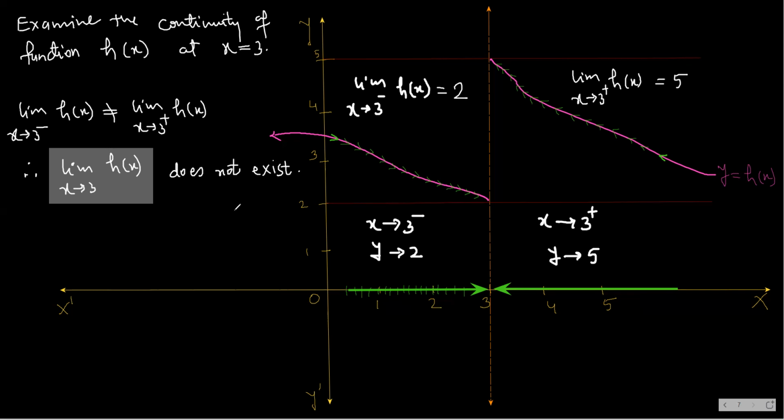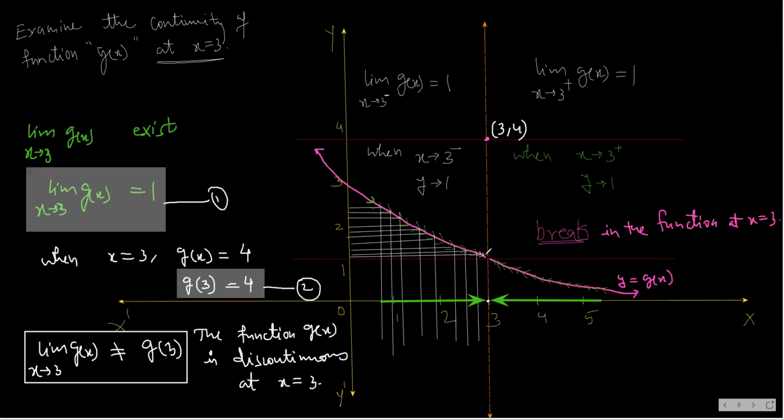And remember students, when the limit does not exist, there is no question of continuity at x equals 3. You can check here, there is a jump in the function. Earlier there was a discontinuity, but that discontinuity was due to a gap. Why? Because the limit existed, only the function value at x equals 3 wasn't equal to that limit value.